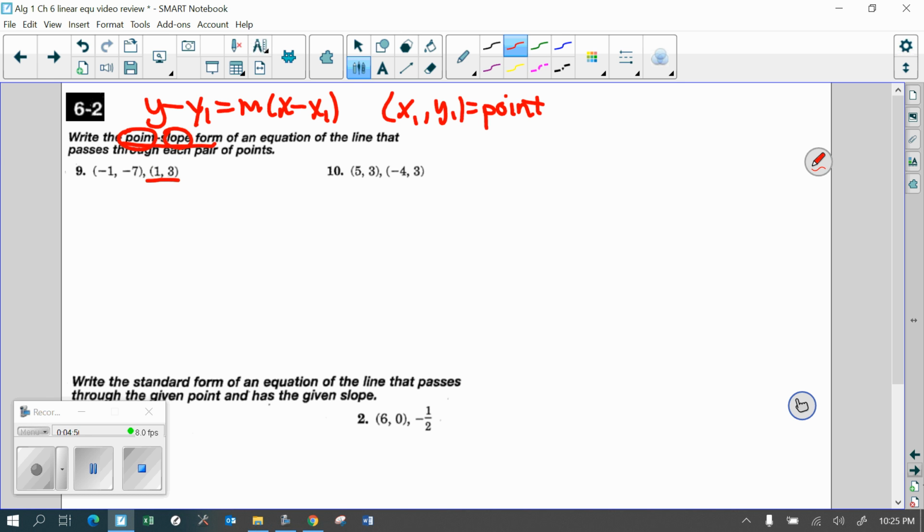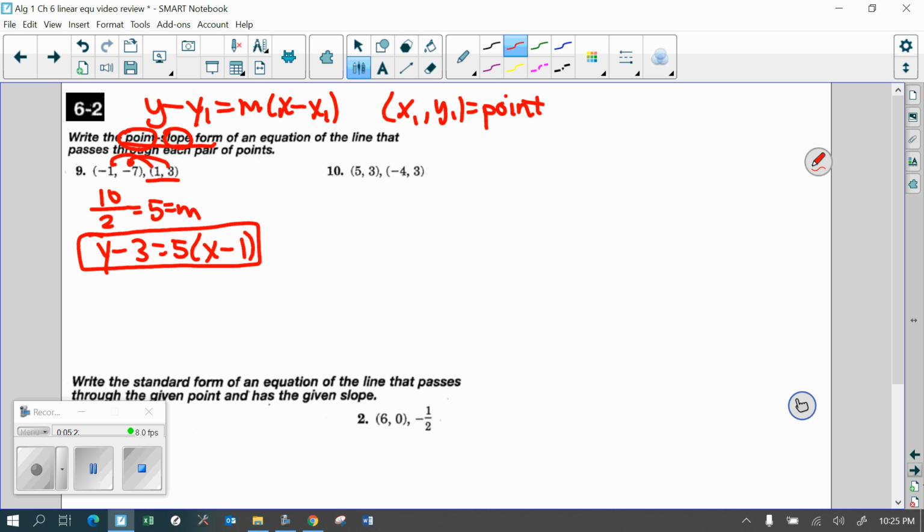Okay, but I do have to find the slope first. 3 minus -7 is +10. Notice I went right to left this time. Why is that? Because I always like my numerator to be positive. So I calculate in my head, is negative 7 minus 3 positive? No, it's negative, so I'm going the other direction. 3 minus negative 7 is positive 10. 1 minus negative 1 is positive 2. So the slope is 5. So I have y minus 3 equals 5 times the quantity x minus 1. There's point slope form right there.